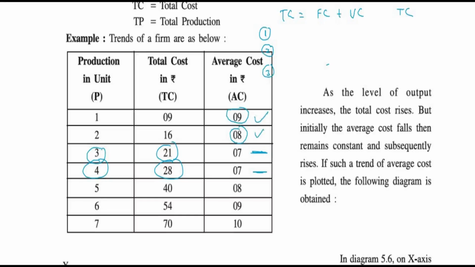At 5 units, the cost is 40. So it is now back to 8 rupees. See, the cost has increased. Then back to 9 rupees and then 10 rupees. So if you look at the graph, we will see that it comes down at one level, and then it goes up. Okay, so it's a U-shaped graph, not a V-shape, not a steep V, but a U-shape. Gently it comes down and gently it goes up.